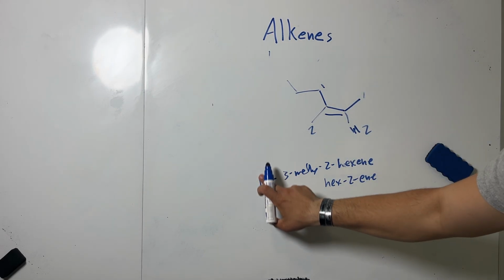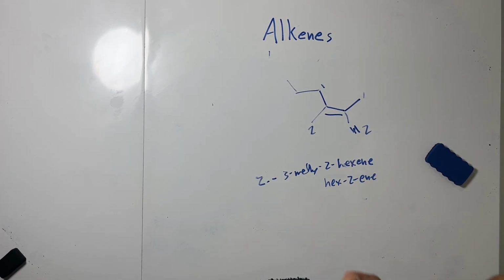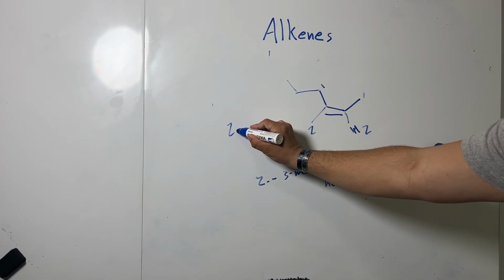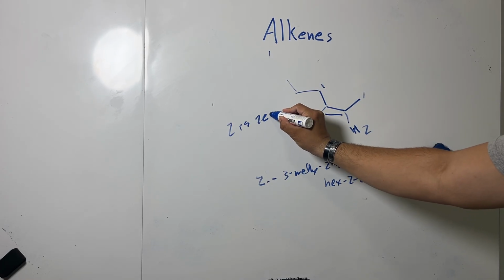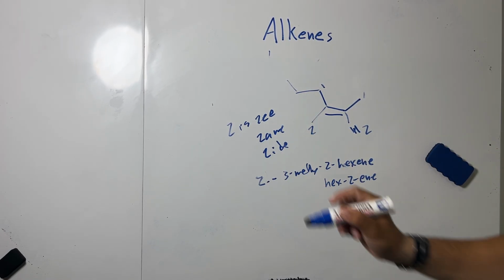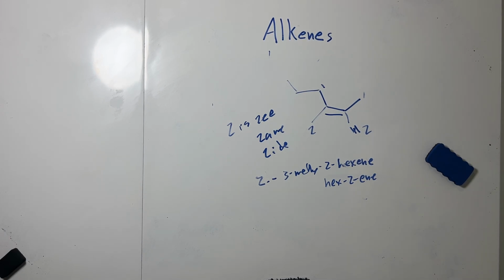So that's going to change this to a Z for Zusammen, I believe. Again, I'm probably mispronouncing it. It's from the German. But a way people remember this with the Z is Z is same side. It's like saying Z is the same side. That's how people remember that.